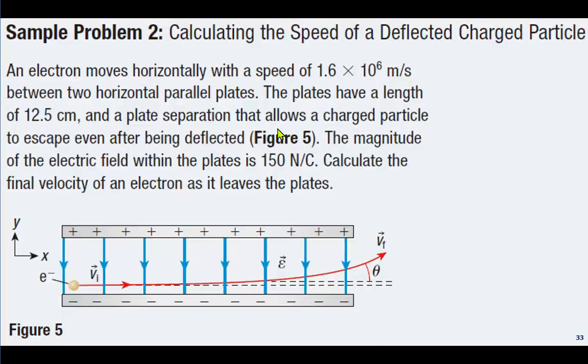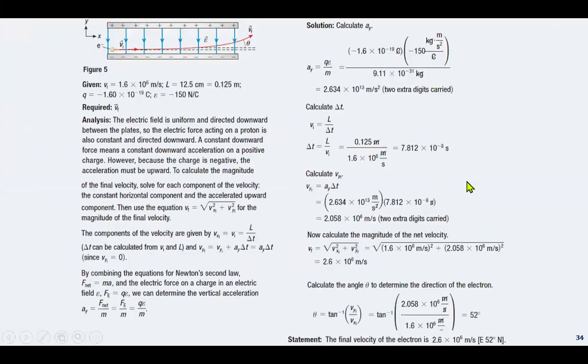All right, let's have a look at the solutions for this question. If you haven't finished, I'll leave the question to you after this class, okay? So the electric field is uniform in this question and directed downward between the plates. So the electric force acting on a proton is also constant and directed downward. A constant downward force means a constant downward acceleration on a positive charge, right? However, because the charge is negative, the acceleration must be upward.